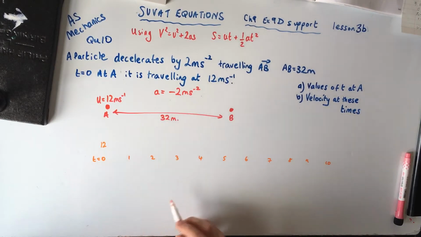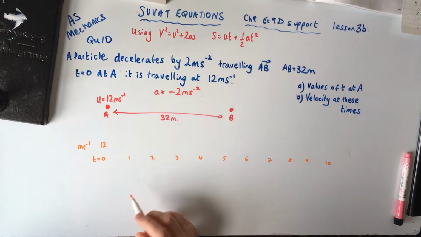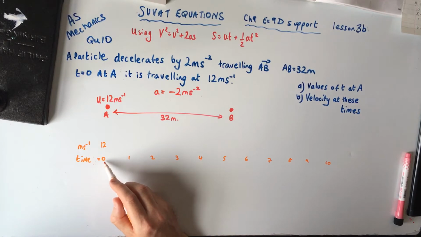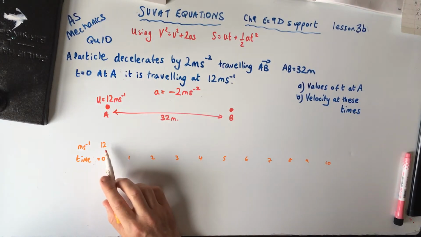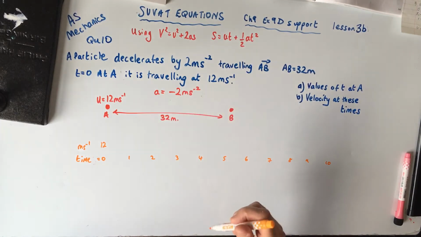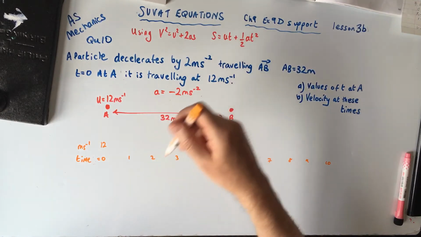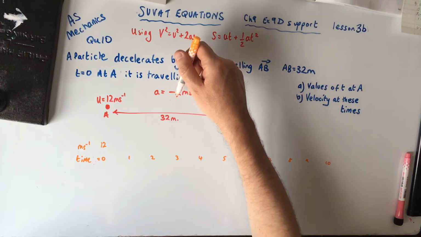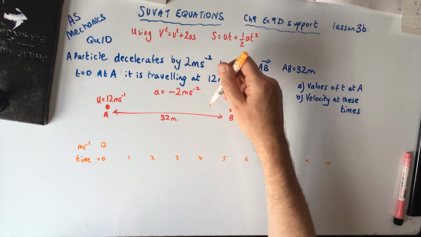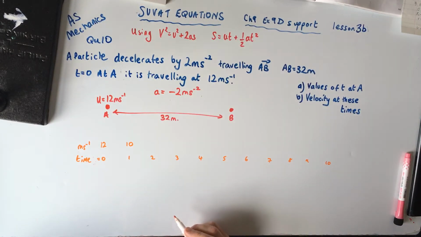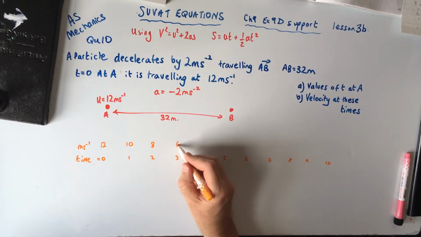This is the meters per second, and this is the time. We know at time 0 it's travelling at 12 meters per second. That is its starting velocity, but the acceleration is a deceleration, and -2 means it's changing, dropping the velocity by 2 meters per second every second. So after 1 second its speed is 10 meters per second. After 2 it's 8, then it's 6, then it's 4.